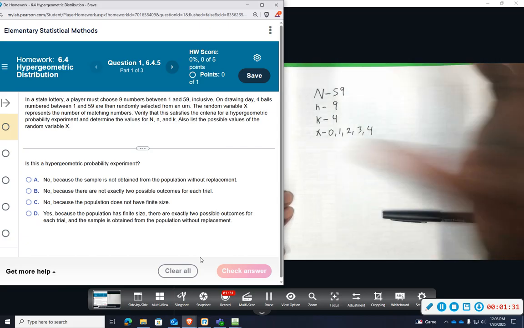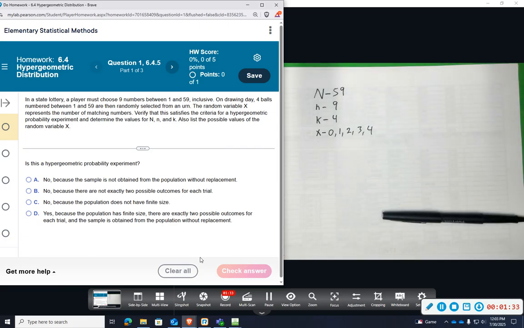And so according to this, it looks like it could be hypergeometric. So I'm going to say yes, population size is finite. Exactly 2 outcomes. Either you get 1 in the group or not. And then the sample size is obtained from the population without replacement. So when you draw, you're not going to replace them.